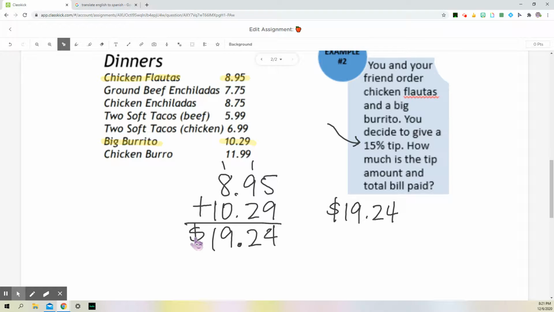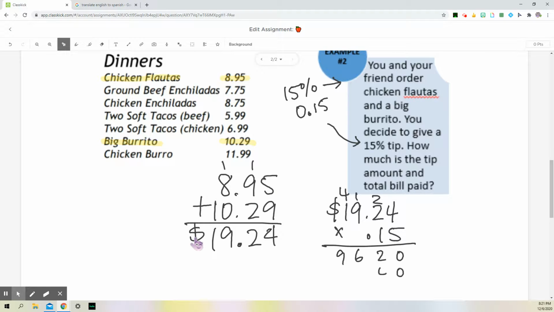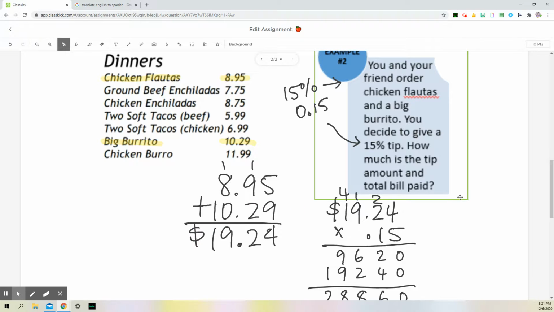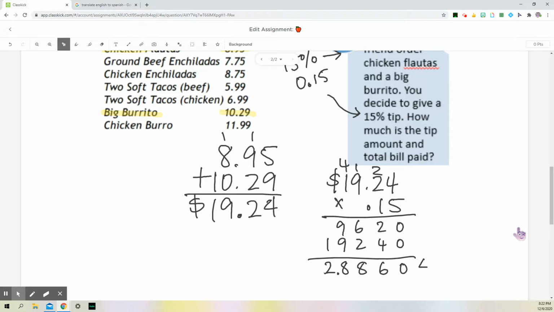So remember, we're always going to change that 15% to a decimal. We change it to 0.15, and then we're going to multiply the original bill with the 0.15. And we will get 2.886. Remember, we always round to the hundredths place. So that rounds to 2.89. $2.89 is what we are going to leave as the tip.